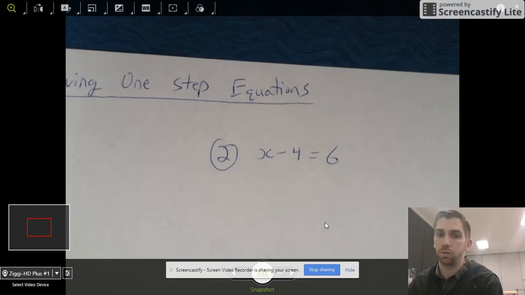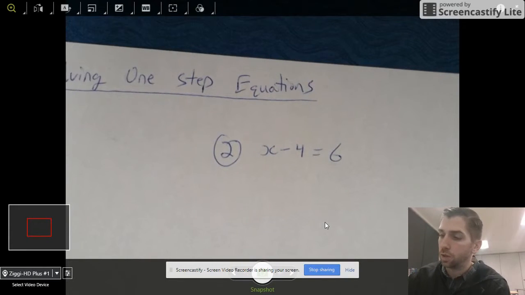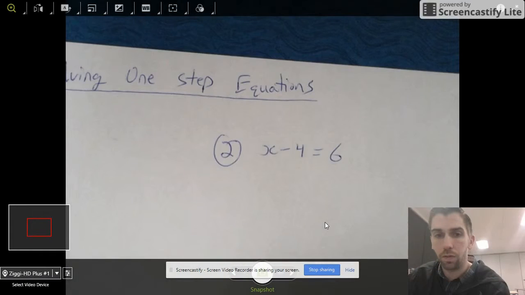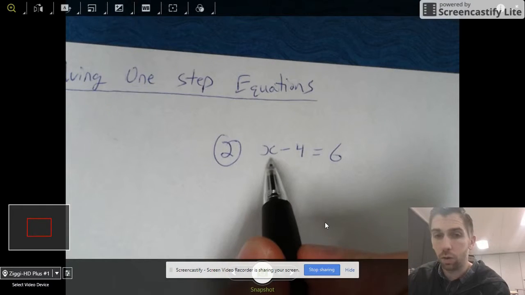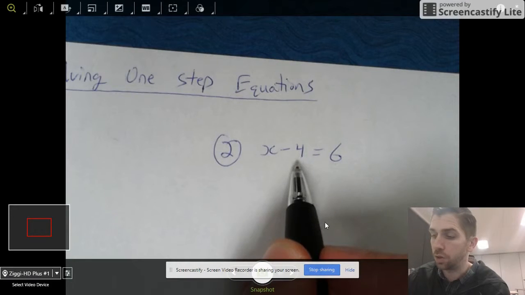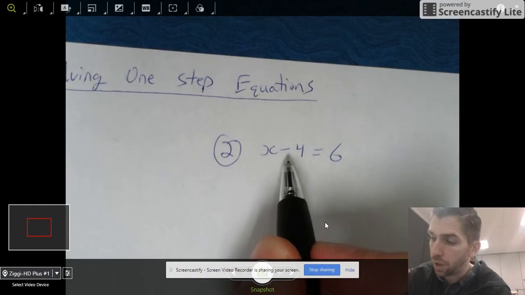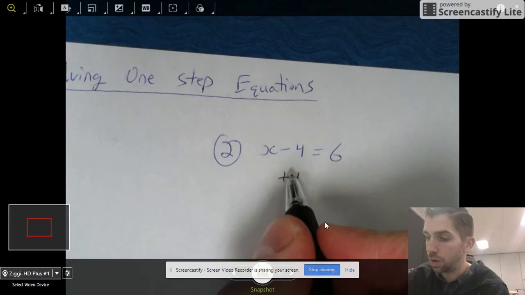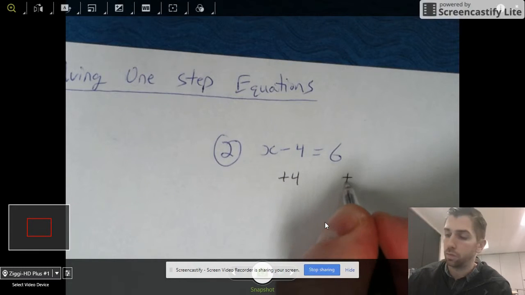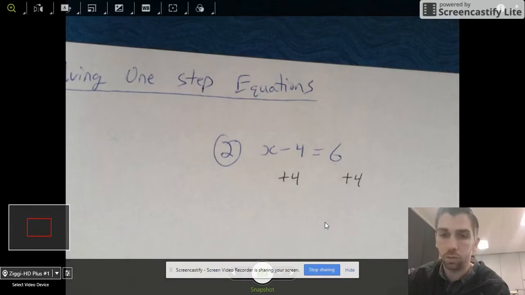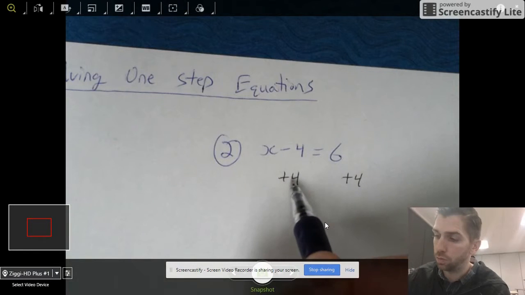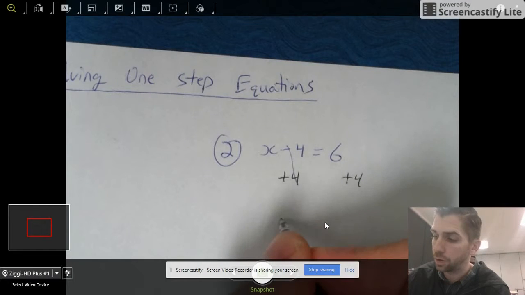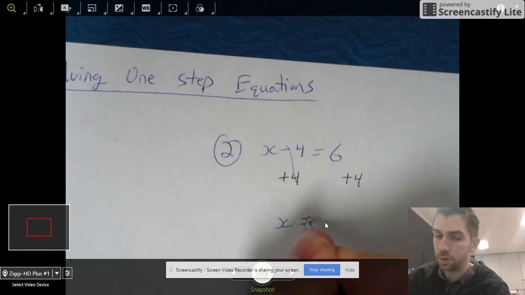x minus 4 equals 6. Same idea here. You're going to do the opposite operation. So here's my variable x, and I'm subtracting 4. I want to do the opposite operation. So the opposite of subtracting 4 is adding 4. Anything I do to one side of the equation, I have to do to the other side of the equation. So negative 4 plus 4 equals 0. 6 plus 4 equals 10. So we get x equals 10.